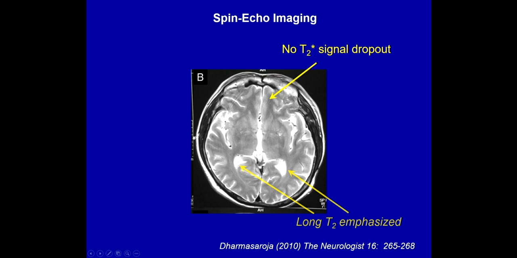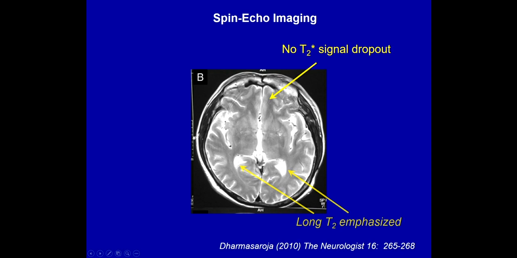So that means during a spin echo sequence, things with short T2, like white matter, will lose more signal than things with long T2s, like CSF. Gray matter is in between, so the gray matter is a little bit lighter than the white matter. So a spin echo image will emphasize features with long T2, like CSF.